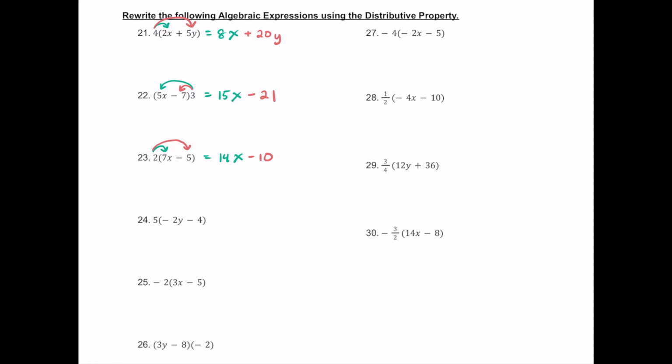For 24, we have 5 of these negative 2y's. So if you have 5 of those, that should be that negative 10y in total. And then if we have 5 of these take away 4s, that's going to be taking away 20 in total.